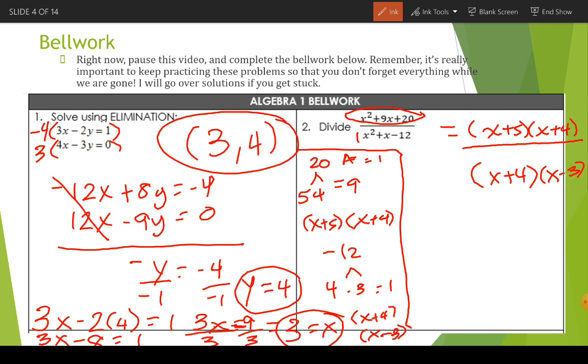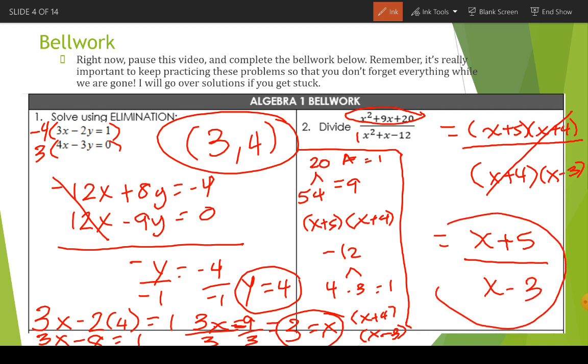Now we need to see what cancels. What cancels is x plus 4 in the numerator and denominator. So our answer is what's left: x plus 5, without the parentheses, over x minus 3, without the parentheses. And that's all we have as our answer.